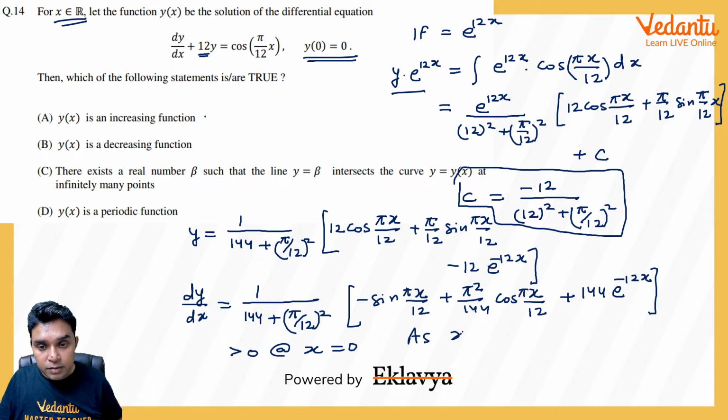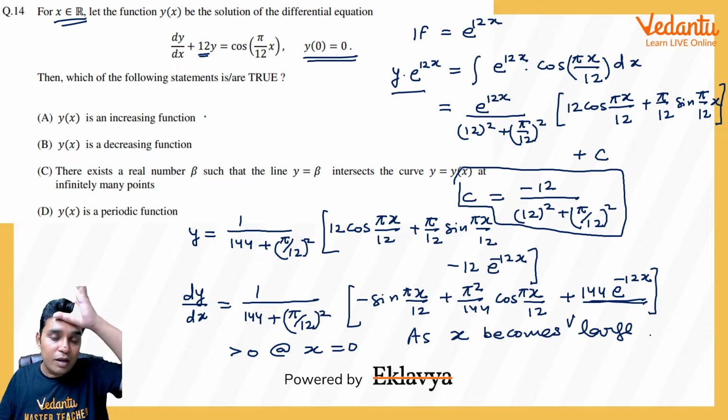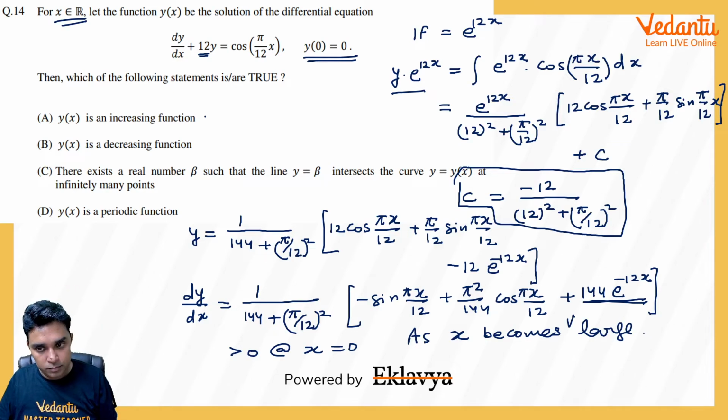As my x becomes very large, this term e power minus 12x can be ignored, or you can say it will have very small values. So in that case you can check wherever my sine pi x by 12 value will be big in magnitude, or just let me take one example.